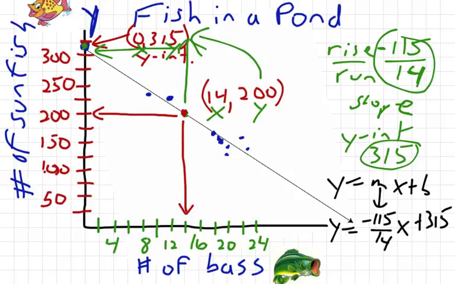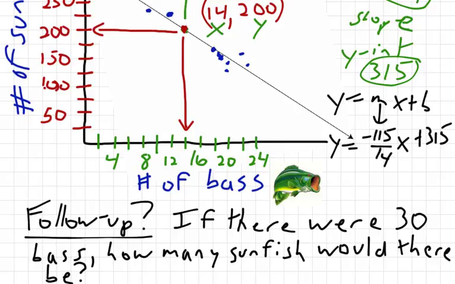And now you can make predictions. Let's say we want to make a prediction for, and this will be our last question, if we want to find out if there were 30 bass, how many sunfish would there be? Alright, I'll give you a second to jot down that question.